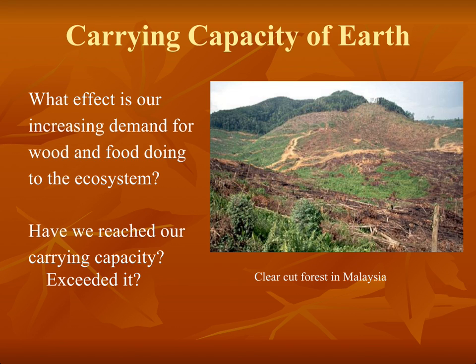Number 21, what effect is our increasing demand for wood and food doing to our ecosystem? We need more wood because we need more paper, more housing, more buildings. We need more food because we have more people. What is that doing to our ecosystem? Ecosystem is our environment. Come on, people.